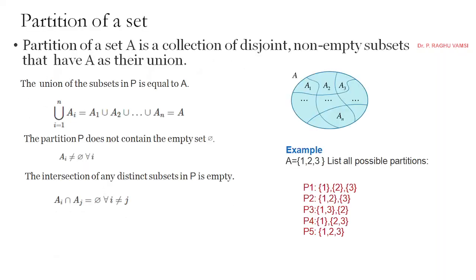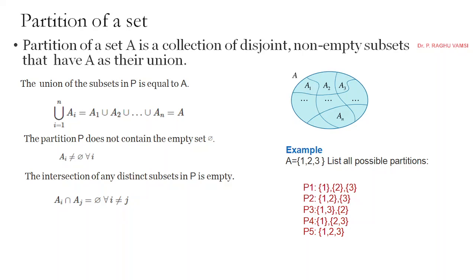Partition of a set. This is another concept that we are going to see here. Partition: you are supposed to always remember that if you take a single unit, you can have any number of partitions in it, but whenever you combine all these partitions, it should result in the original unit. This is the principle used in the partition of sets. A partition of a set A is a collection of disjoint non-empty subsets that have A as their union.